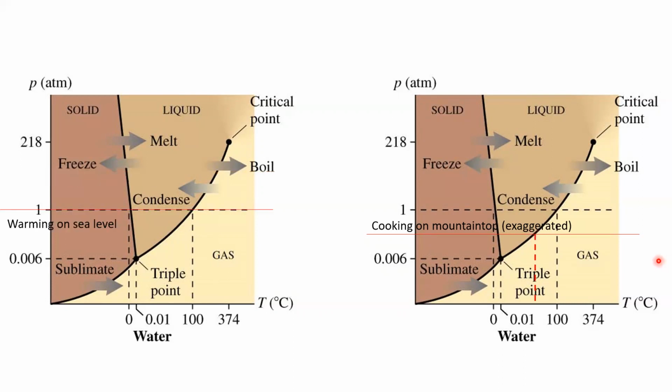Let's do the other extreme now. Instead of cooking on a mountaintop where the pressure is lower than normal atmospheric pressure, let's suppose that you are now cooking your food in a pressure cooker.